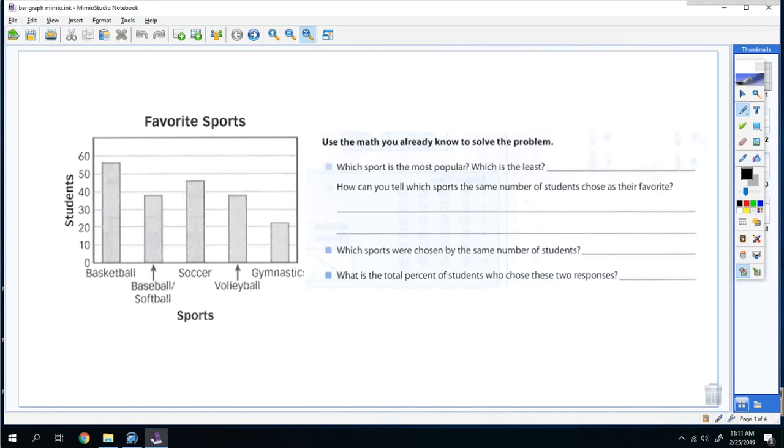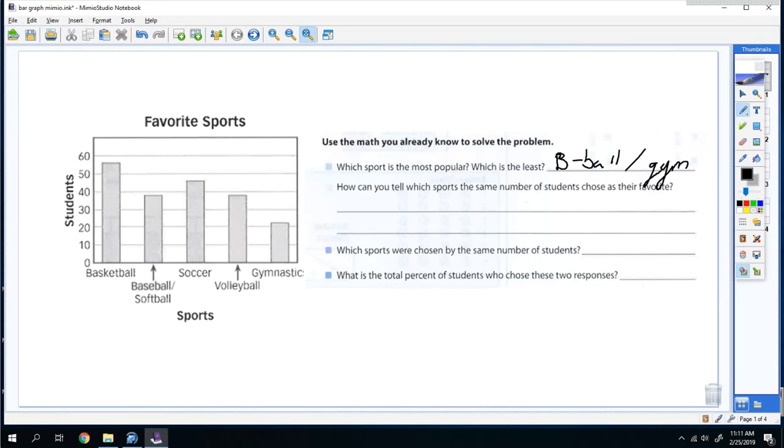All right, this is a lesson from February 25th, 2019 for bar graphs. So it says which sport is the most popular, which one's the least. The most would be basketball, so I was going to write b-ball. And the least was gymnastics.